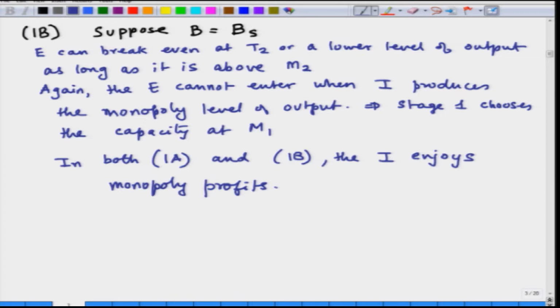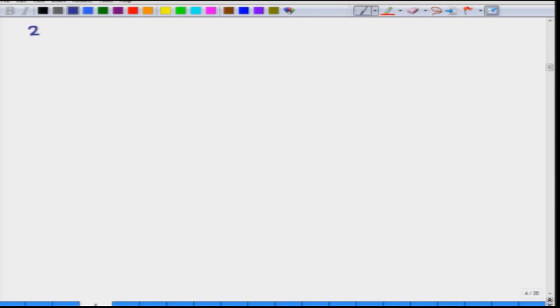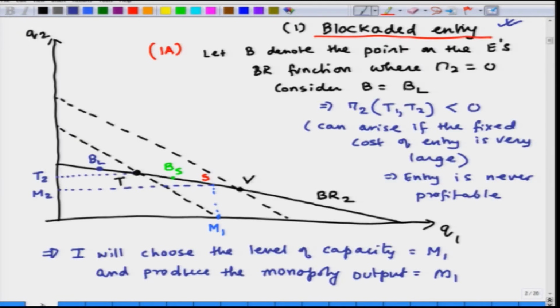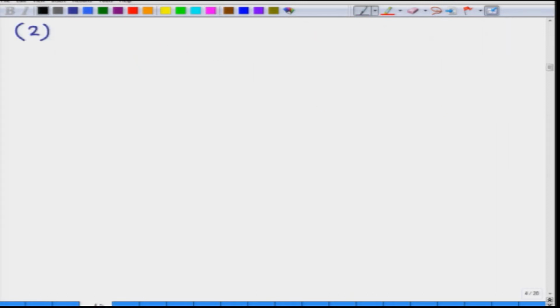Now, let us look at case 2, where B is at a level which is to the right of V. So, let us consider a point B which is, let us say, BH, somewhere here. Let us actually graph this again so as to see it clearly.